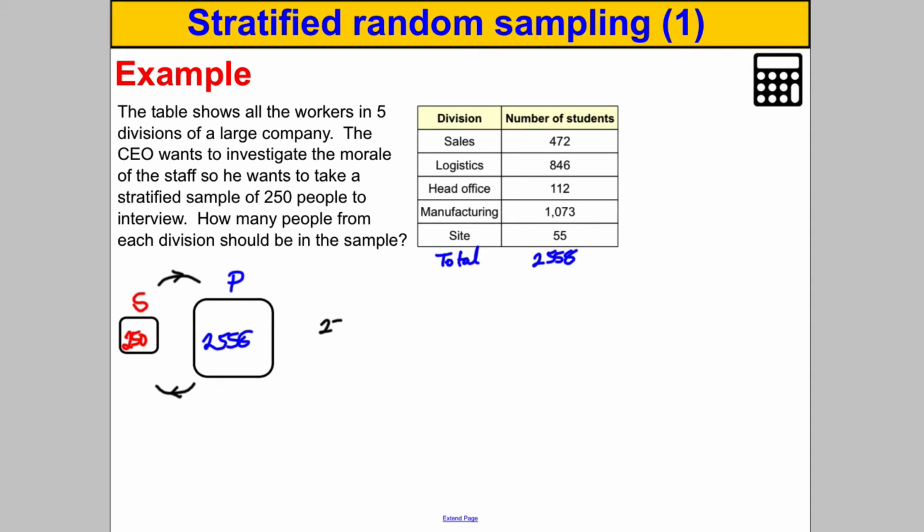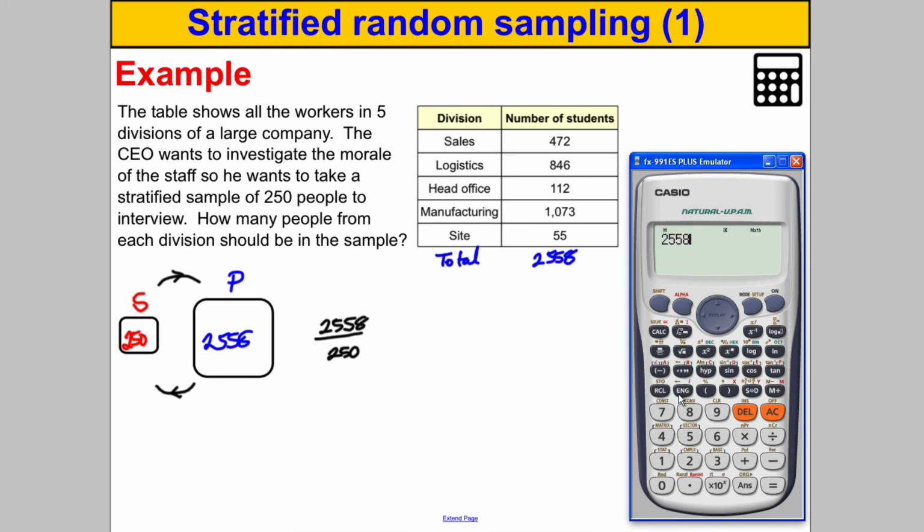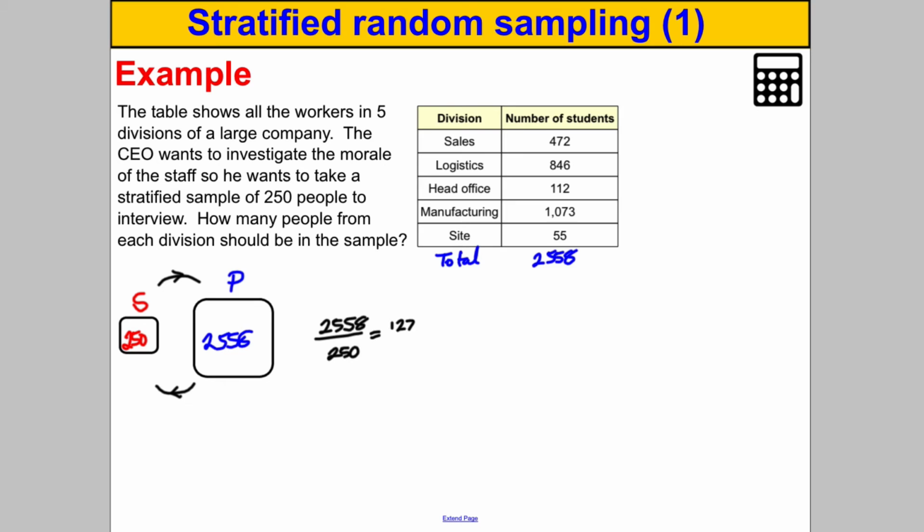You work out how much bigger the population is than the sample by doing this calculation here. But I fear this won't be a whole number. If we do 2558 over 250, yes, it's not a whole number. The calculator simplifies it to 1279 over 125. So let's write that down there, 1279 over 125. Now in the case where it's not a whole number, please leave it as a fraction. It makes life so much easier. So if you're going from sample to population, you're multiplying by 1279 over 125, or if you're going from population to sample, you're dividing by 1279 over 125.